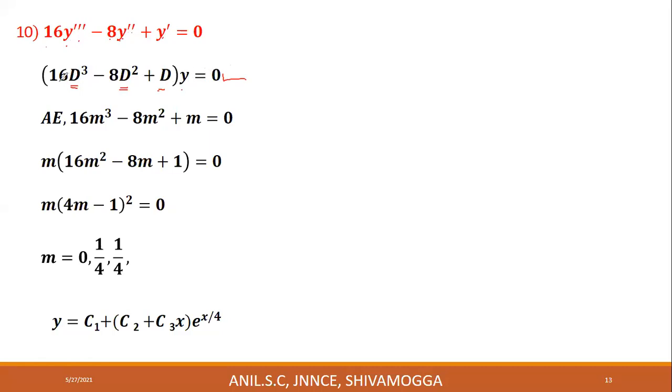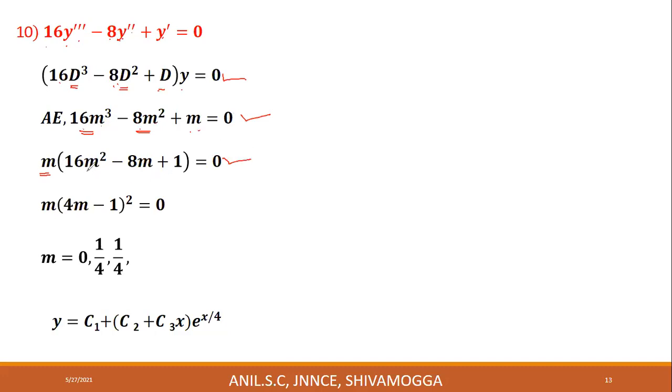And its auxiliary equation is 16m cube minus 8m square plus m is equal to 0. Here m is common in all three terms. You take m as a common factor. Then what you get within the brackets is 16m square minus 8m plus 1 is equal to 0.